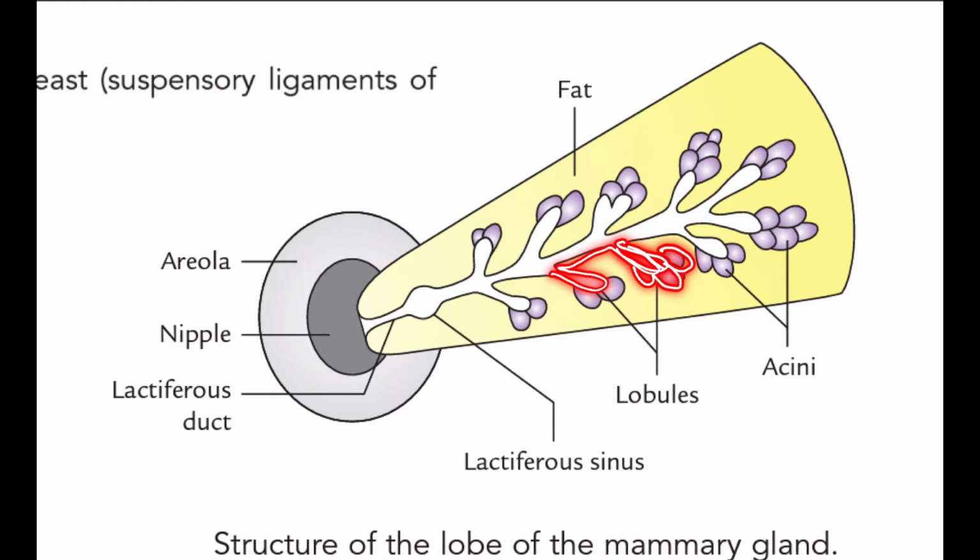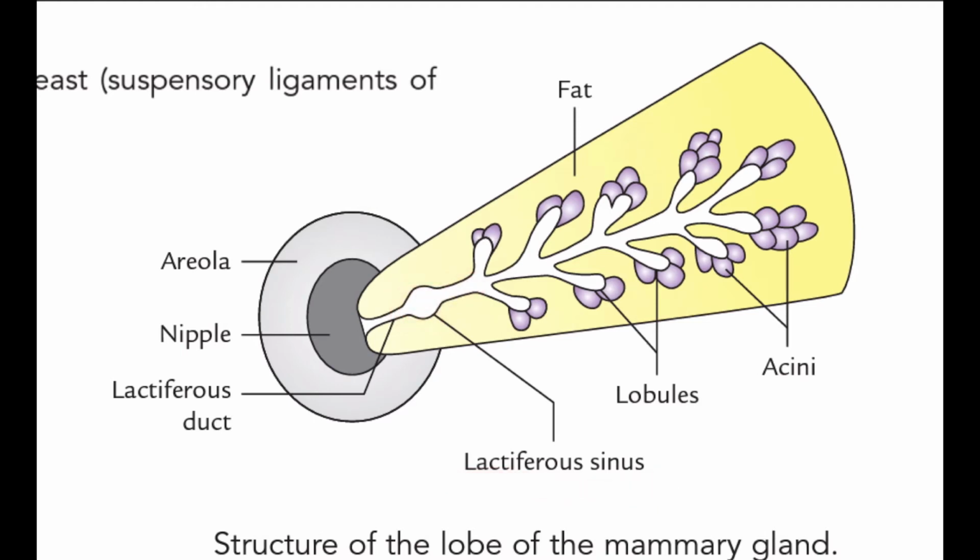Each lobe is drained by a lactiferous duct. The ducts from different lobes converge towards the nipple and open at its summit. Near the termination, each duct expands into a lactiferous sinus. This lactiferous sinus serves as a reservoir of milk during lactation.